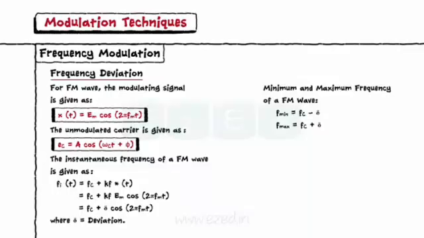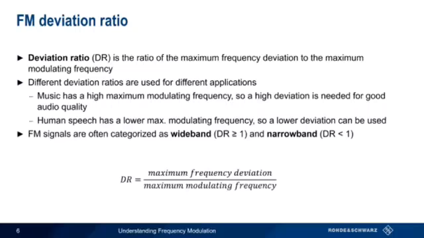Putting the value of x(t) = Em cos(2 pi fm t), this will be equal to fc + delta cos(2 pi fm t). Now here delta is the maximum deviation in the frequency. Now the maximum frequency will be equal to fi = fc + delta, and the minimum frequency will be equal to fc - delta.